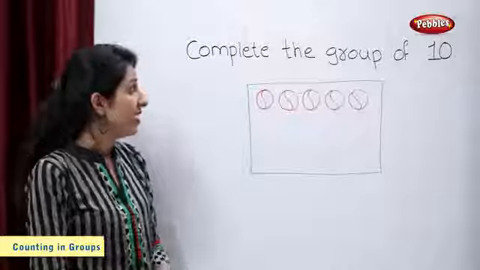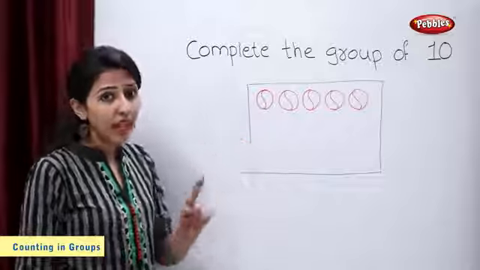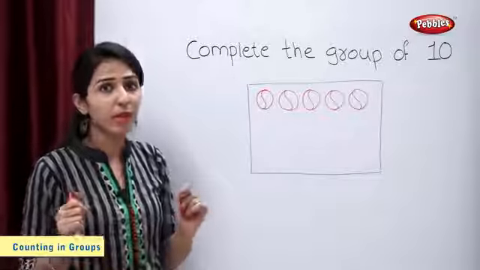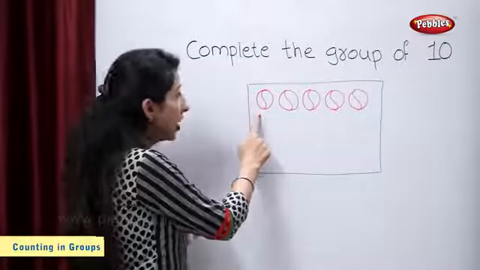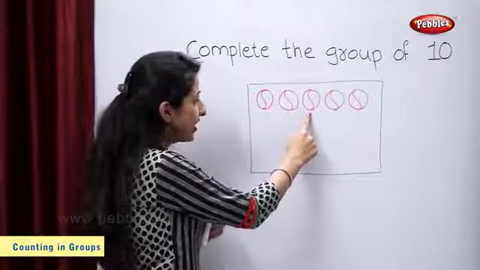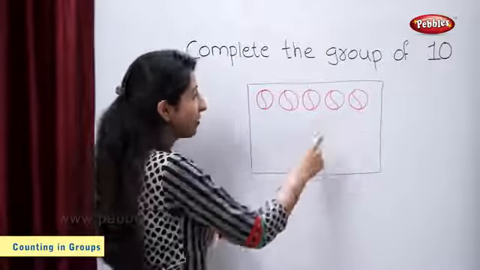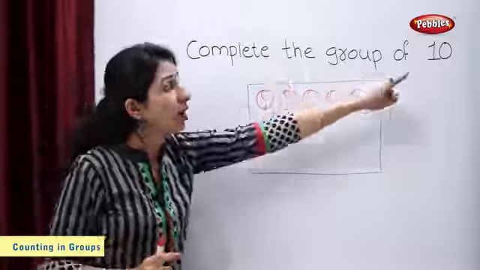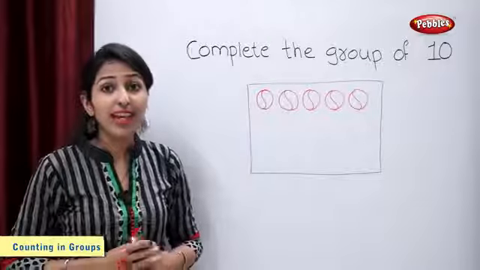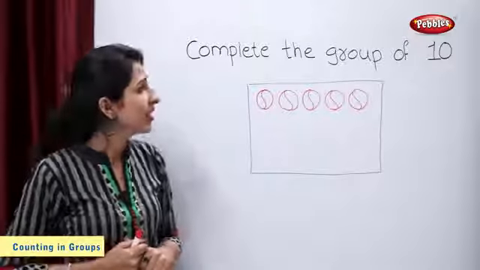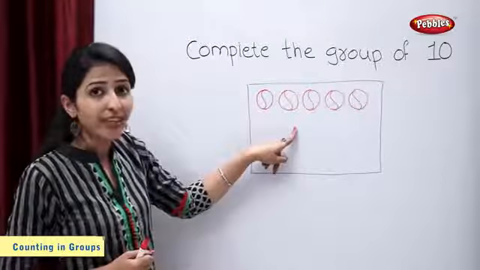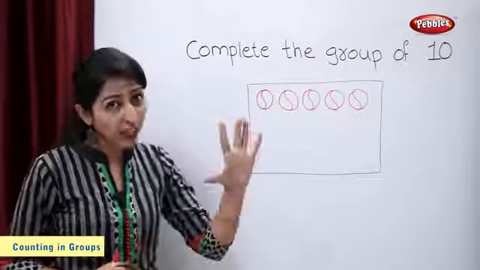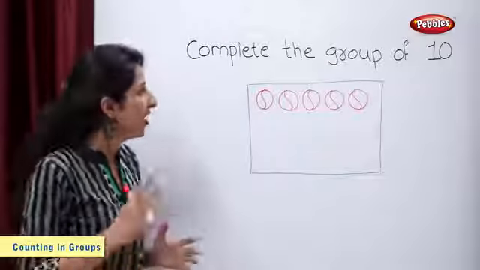Complete the group of 10. There are some balls on the board. We have to complete the group of 10. So let's count number of balls. 1, 2, 3, 4 and 5. So there are 5 balls on the board and we have to complete group of 10. So tell me students, how many balls are missing? We have 5 balls. We have to complete group of 10. So there are 5 balls missing. So I have to draw 5 more balls.